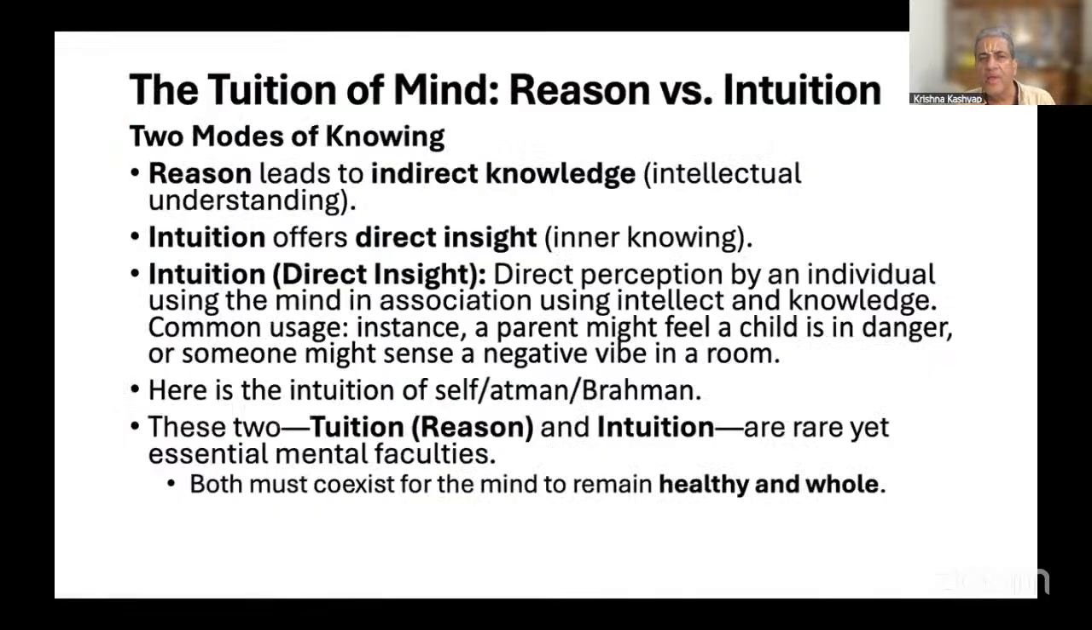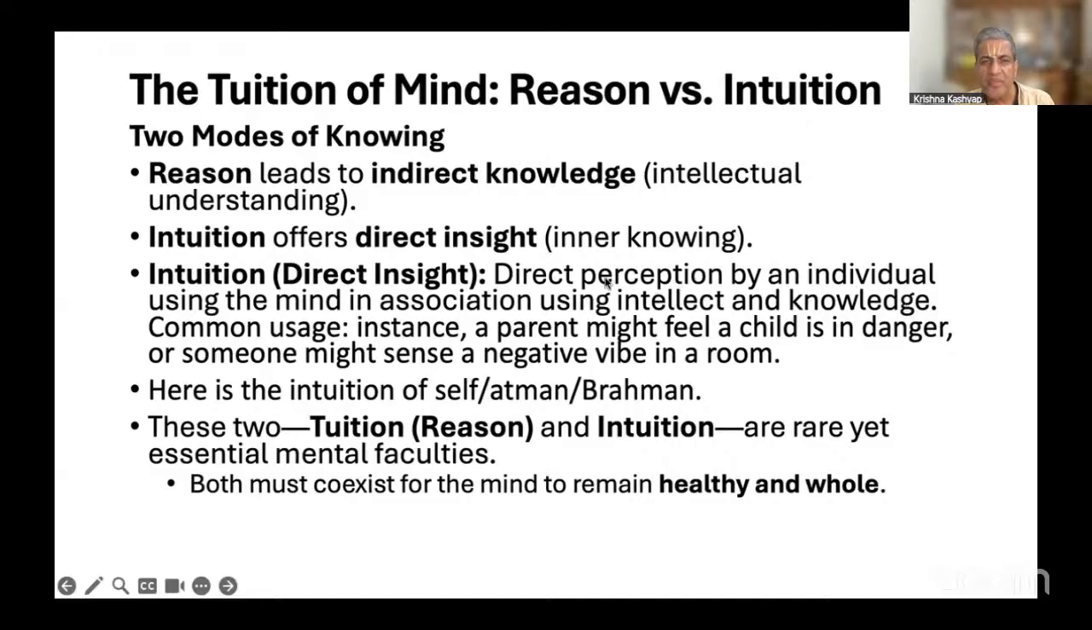Now we come back to how do we learn? We know that reason is the first thing we know. And it leads only to indirect knowledge, intellectual understanding, and not direct. But intuition offers direct insight, inner knowing. So the intuition could be also scientific, right? So this is the way human beings understand, either through reasoning or intuition. That's the only thing we have right now. So what is this intuition? Direct perception by an individual using the mind in association with intellect and knowledge.